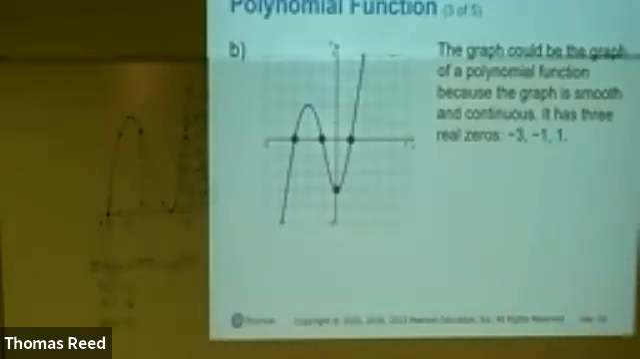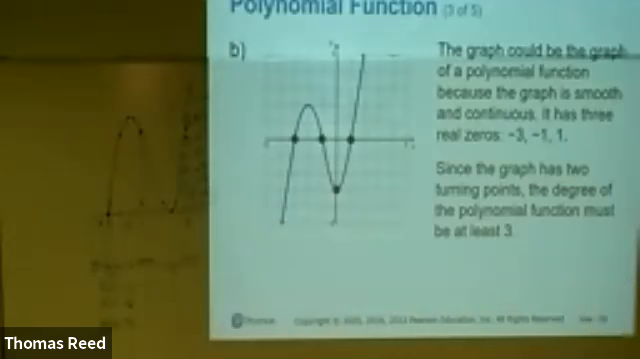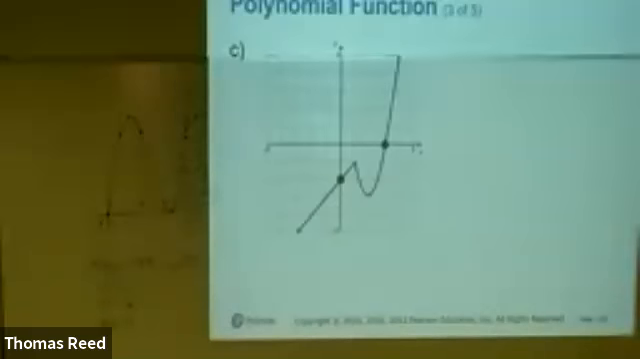So what are they saying here? The graph could be the graph of a polynomial function because the graph is smooth and continuous. It has 3 real zeros, -3, -1, and 1. They didn't ask for the y-intercept. The graph has 2 turning points, so the degree of the polynomial function must be at least 3.